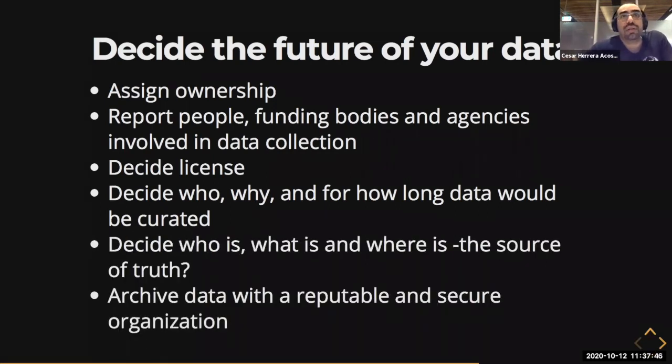And of course, you can do all this by yourself, or you can pass your data to an archive or a reputable, secure organization, again, like NCBI and so on.